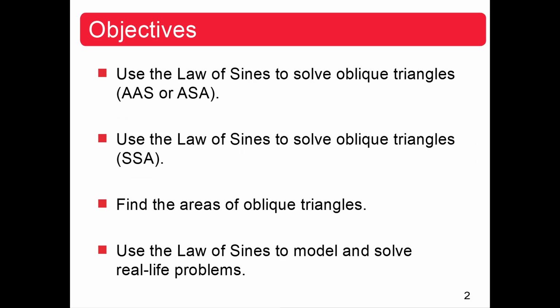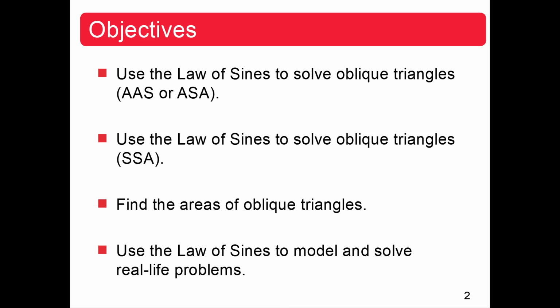To give you a little bit of an idea of the objectives, we're going to be using law of sines in this section to solve oblique triangles. We'll talk about what that means here in a moment. These are ones that are in the AAS or ASA formats. That A stands for angle, S for side. So these would be angle-angle-side triangles and angle-side-angle triangles, and this is denoting what information we already know about the triangle as we attempt to solve it.